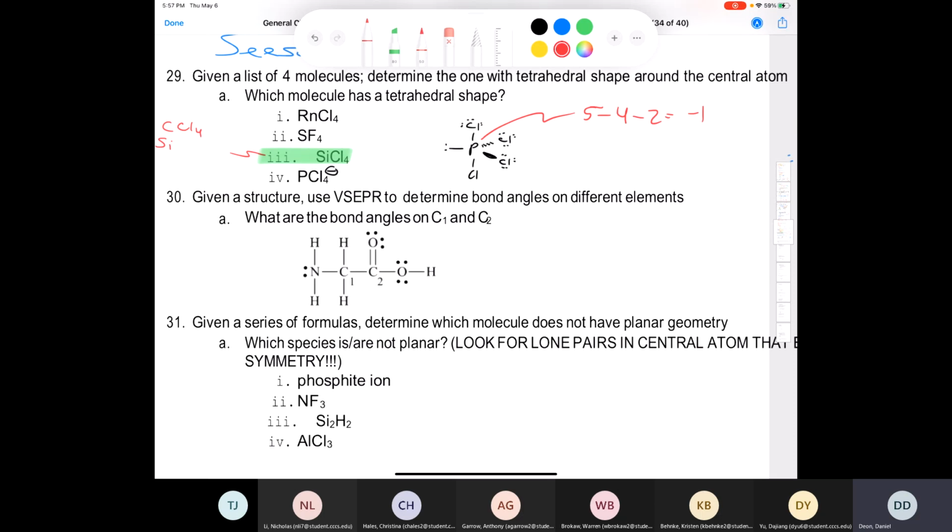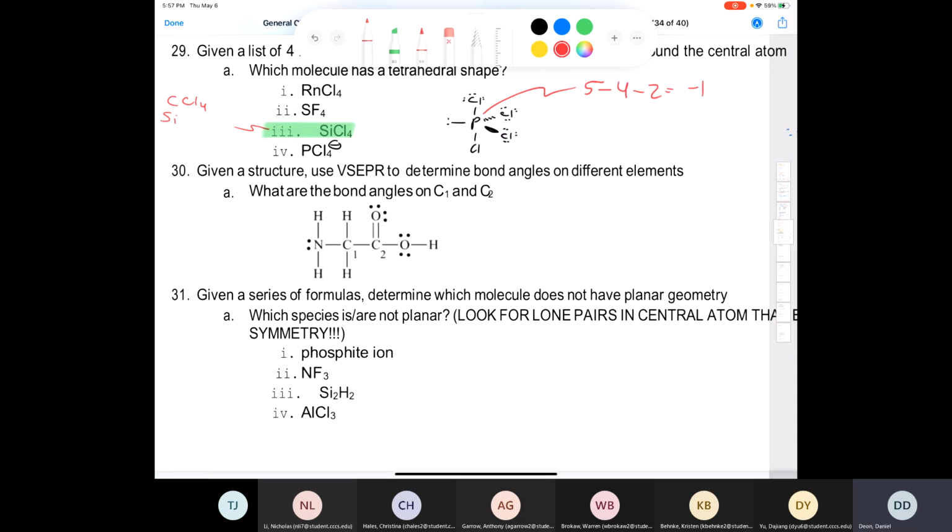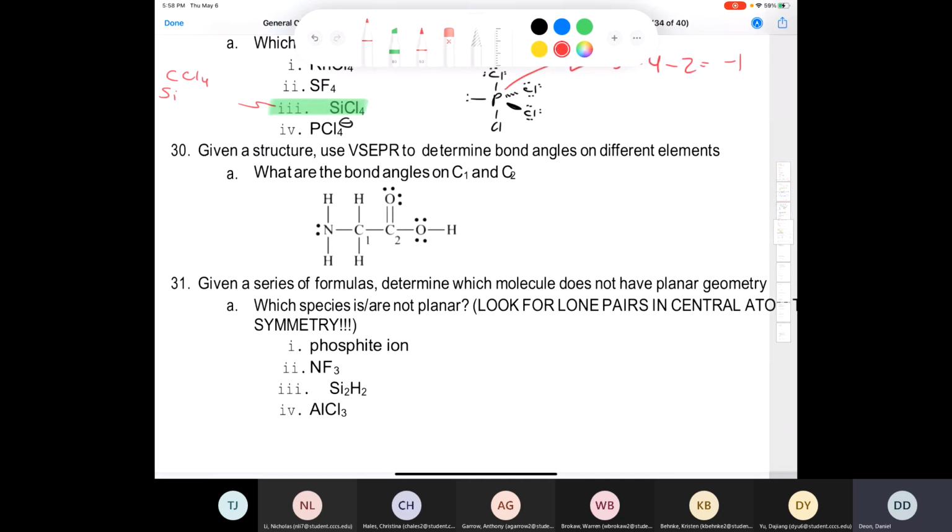Anyhow, let's see what's next. Number 30. Given a structure, use VSEPR, valence shell electron pair repulsion theory, to determine bond angles on different elements. What are the bond angles on carbon 1 and carbon 2? I'm not going to go over this in a ton of detail because this is the kind of thing I could lecture on for the next 20 minutes, really.